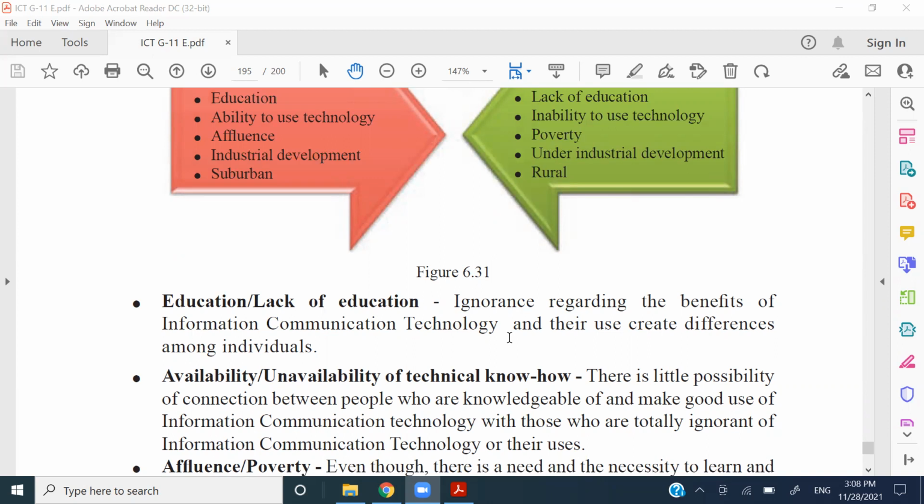Having the education will fulfill this as well, right? So as the paragraph says, there is little possibility of connection between people who are knowledgeable of and make good use of information and communication technology and those who are totally ignorant of information and communication technology or its users, right? It is majorly because they don't know how to do that. That is why people are reluctant to use ICT, right?